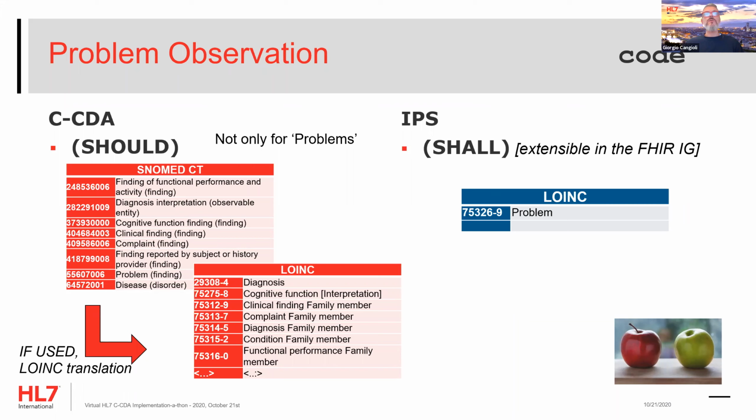The question might be, for the problem, what is the minimum set of concepts that you should consider, or if you need a separate template, for example, for managing the family history observation. I think these are things that need to be discussed in order to select also a common value set for the observation code.